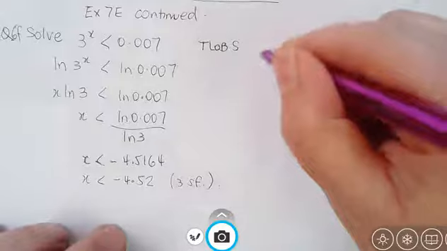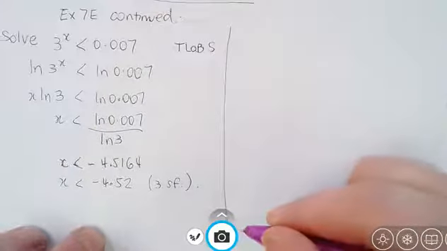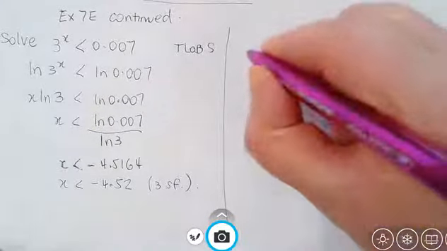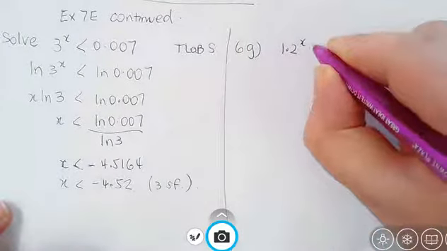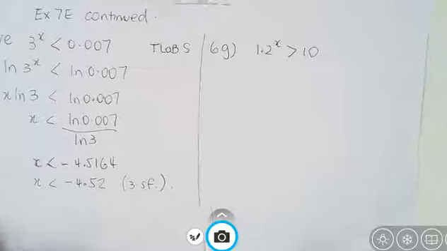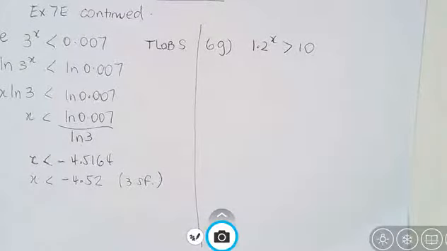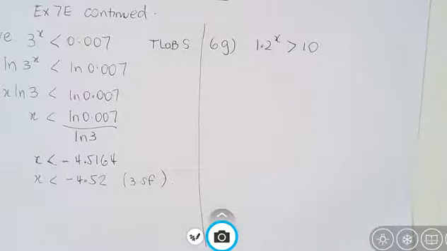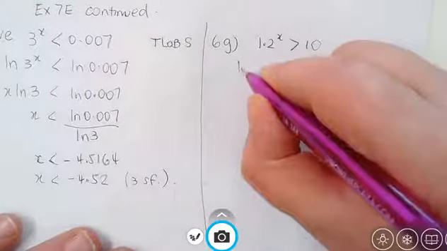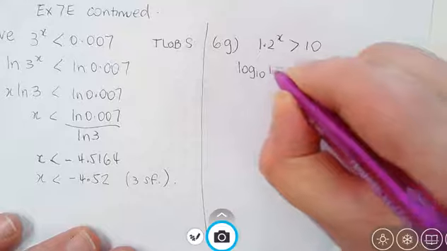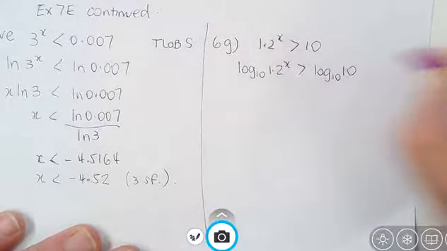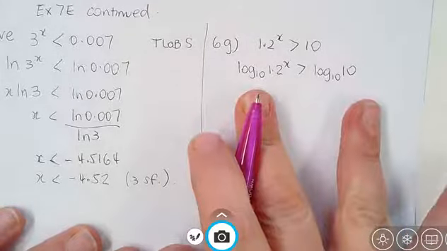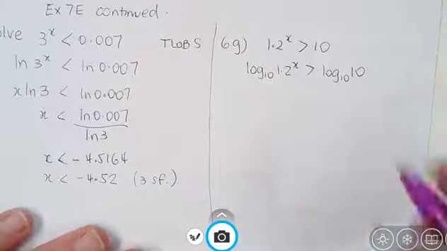Okay, just another question there as well. I'll just do it over here. Question 6G, just the same again. 1.2 to the power of x is greater than 10. Okay, you can just take ln of both sides, or you could take log to the base 10 of both sides. I'm just going to do log to the base 10 of both sides for this one, because I've got the number 10 there. But you could just take ln of both sides. I just want to do this here, just to show that you could do it as well.